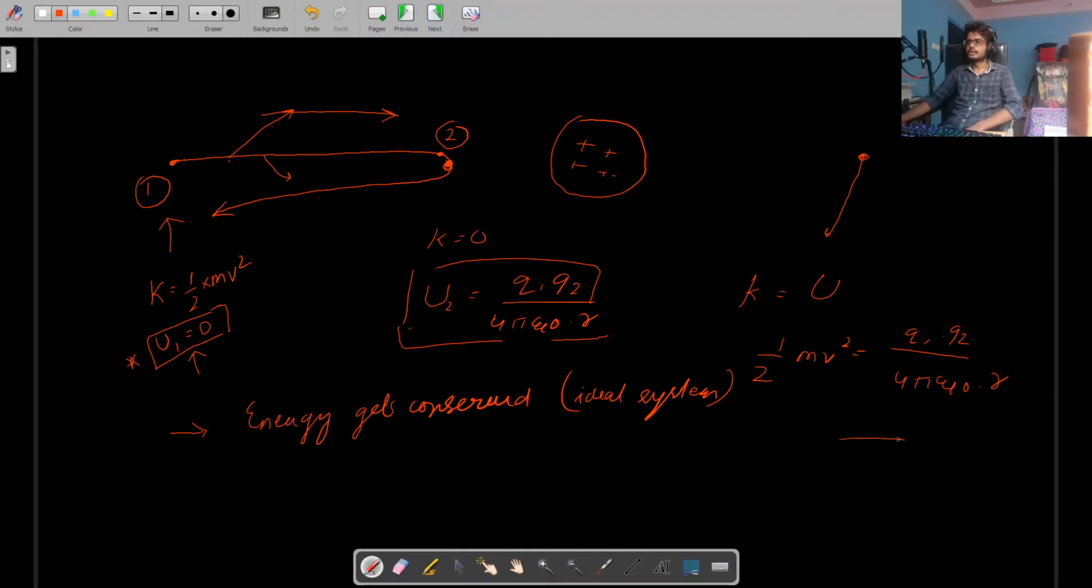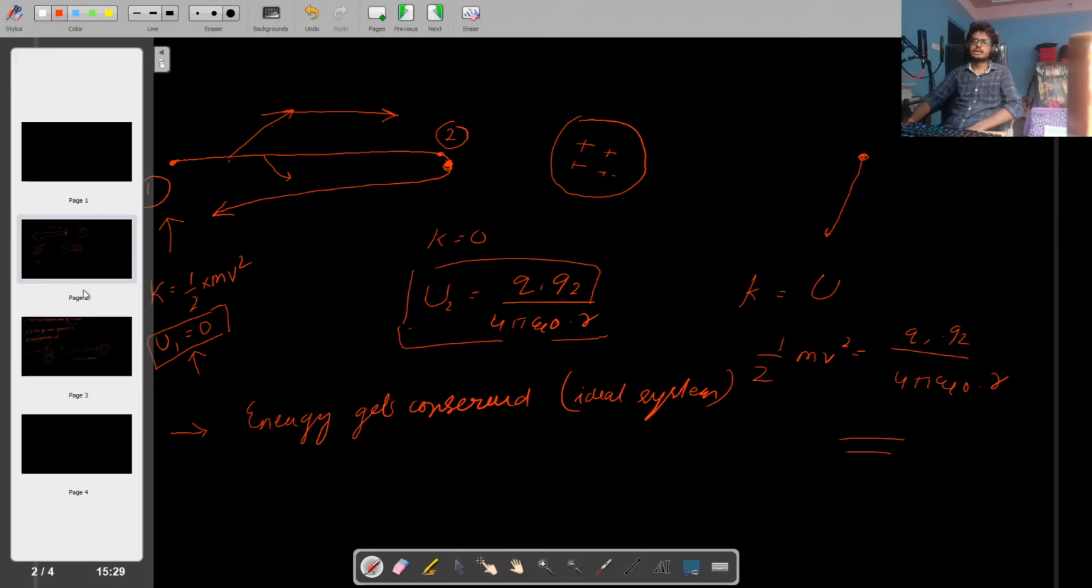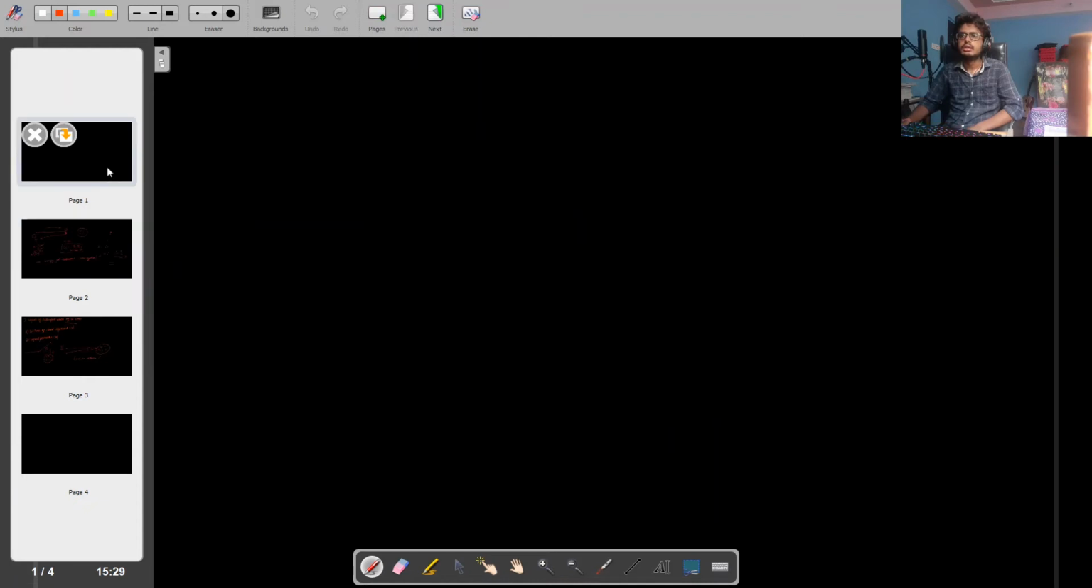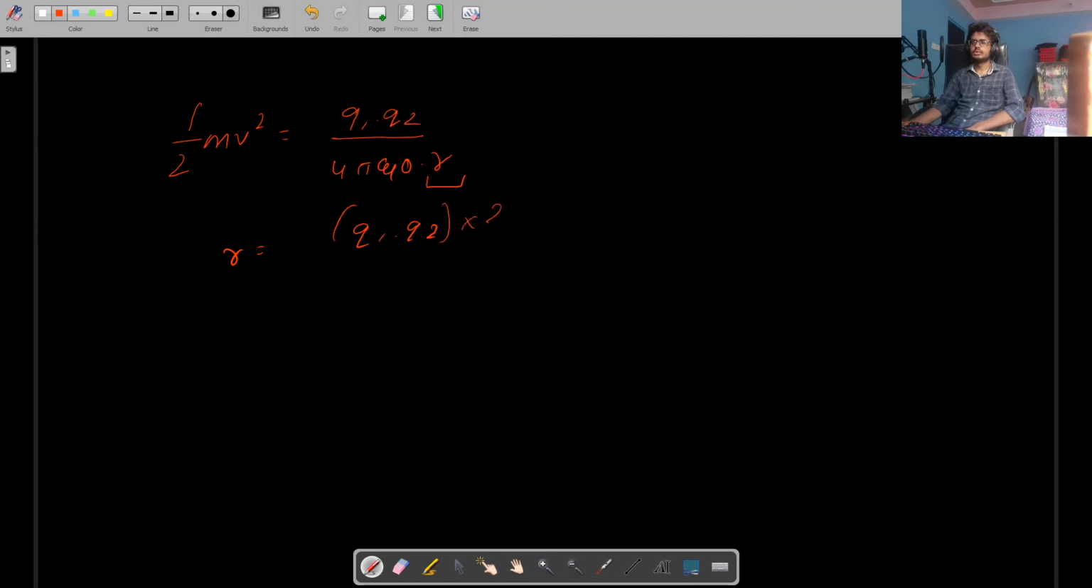Okay, so this is the first conclusion that we come to. Now we rewrite this equation in terms of the things that are coming. So what we had is half mv square equal to Q1 into Q2 divided by 4 pi epsilon naught into R. Now we need this R. This is the distance of closest approach. So R will be equal to, taking R to the other side, Q1 Q2 into 2 divided by mv square into 4 pi epsilon naught.